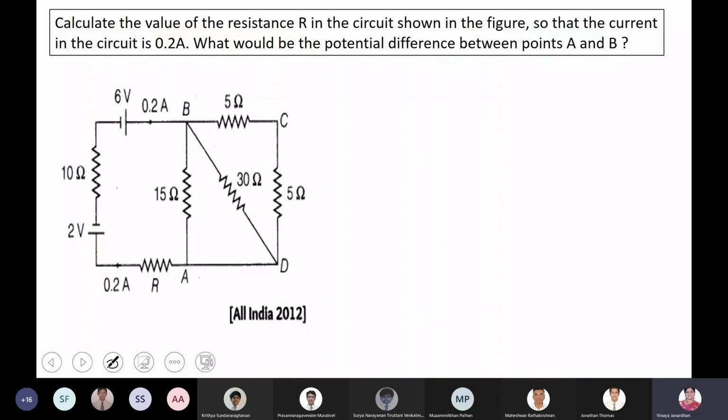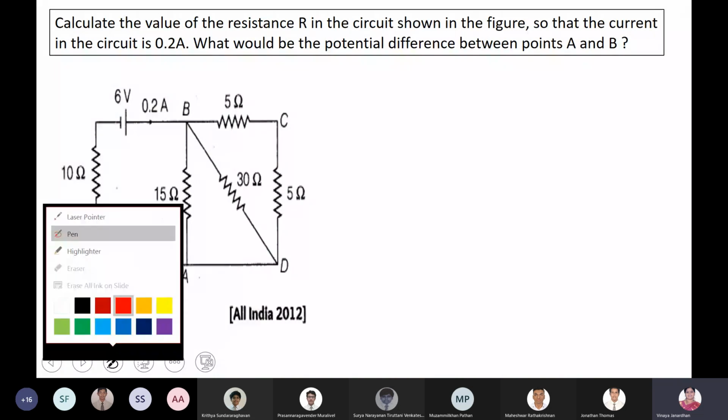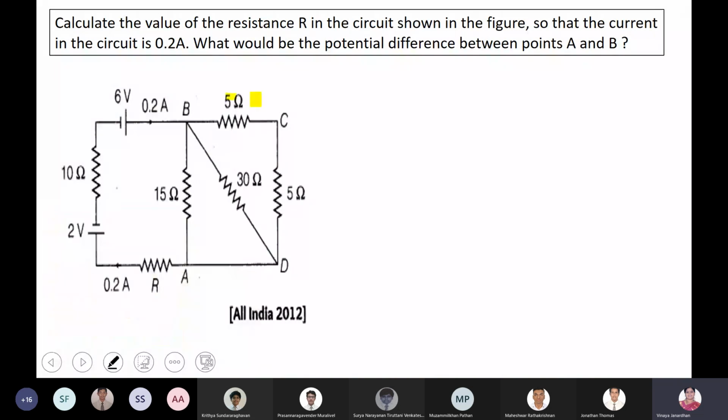How are 5 ohms and 5 ohms connected? They are in series. The combination of 5 and 5 is connected in parallel with 30 and 15. Are you clear? First, we'll solve this. We need to solve this entire circuit, which I have encircled.